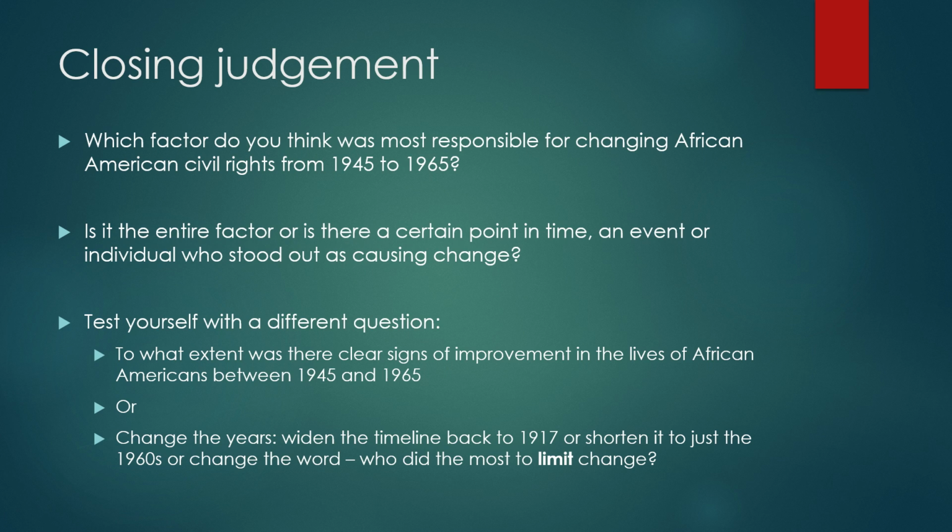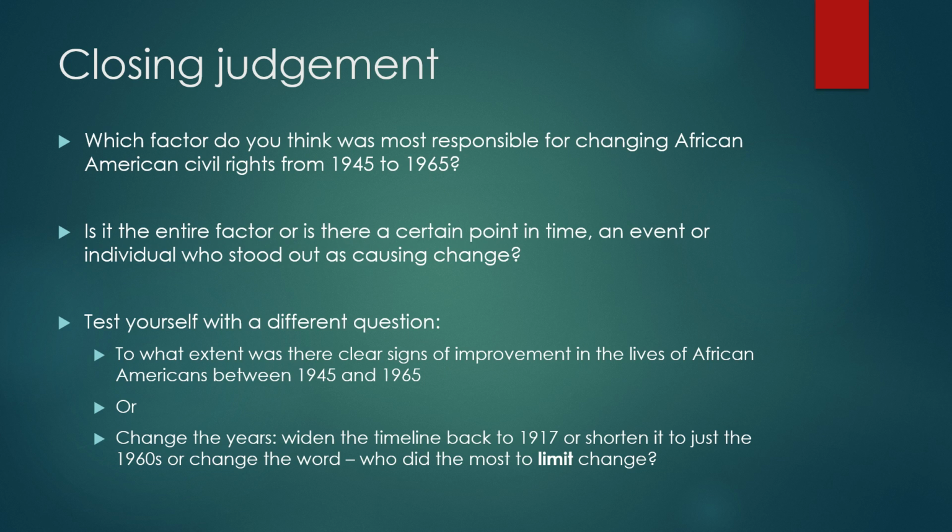And so now we're going to bring it to a close and consider how we would judge these factors and close our essay when we reach this point. So imagine you've done all four of your factors now, you've considered your criteria, considered key time points, and considered key events. And you have to ask yourself, which factor do you think was most responsible for the change in African American civil rights between 1945 and 1965?